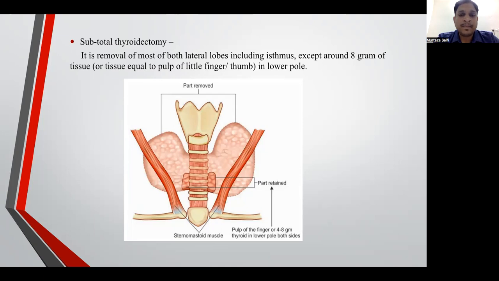The part is retained, you can see, in relation with the sternocleidomastoid muscle. The pulp of the finger is 4 to 8 grams of thyroid at the lower pole on both sides. The isthmus is removed in this subtotal thyroidectomy. 4 to 8 grams of thyroid, or the pulp of the finger. Understood?